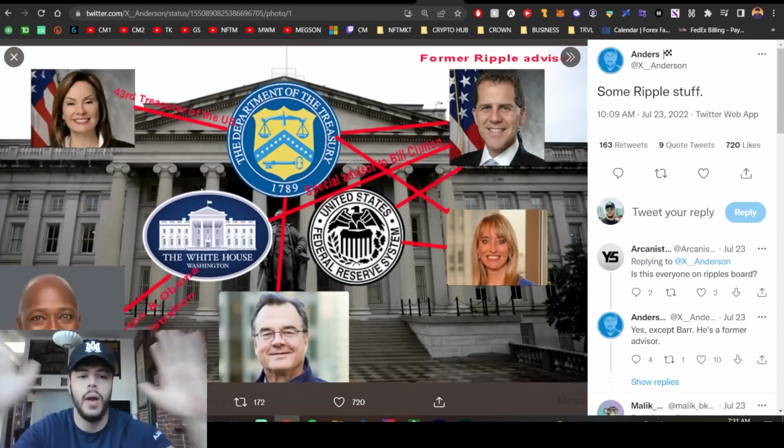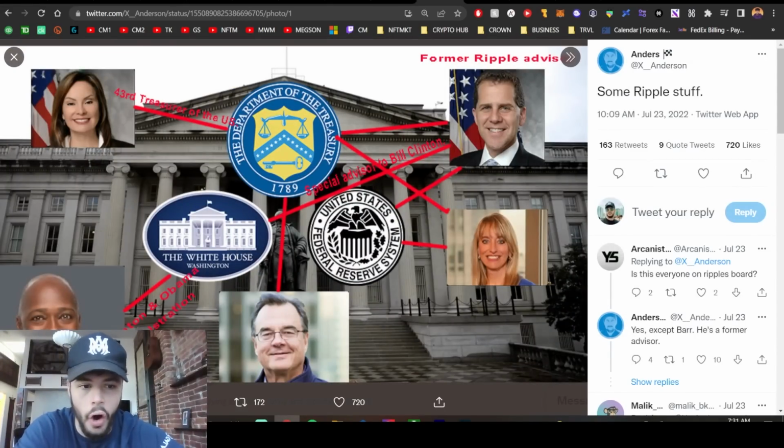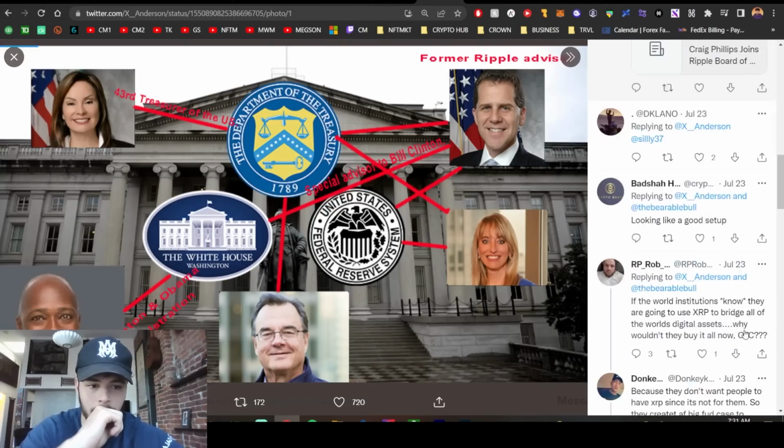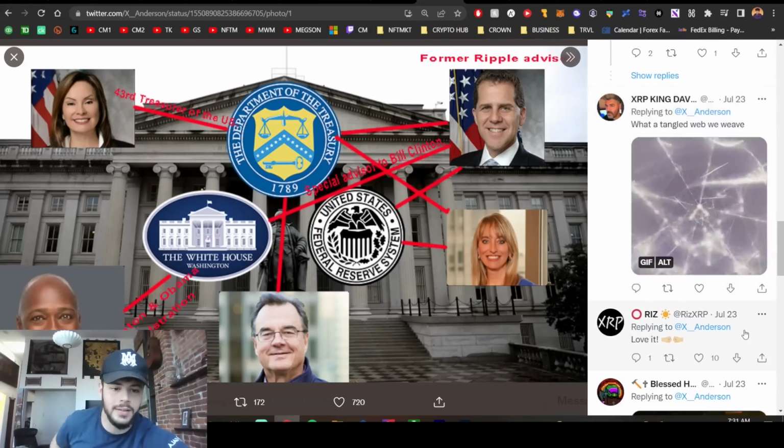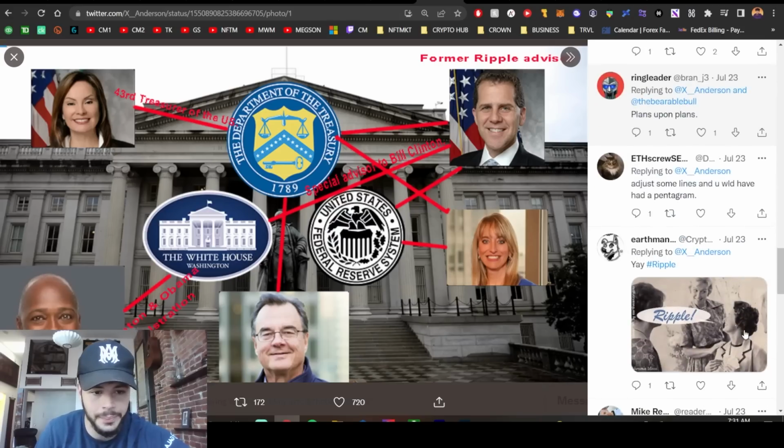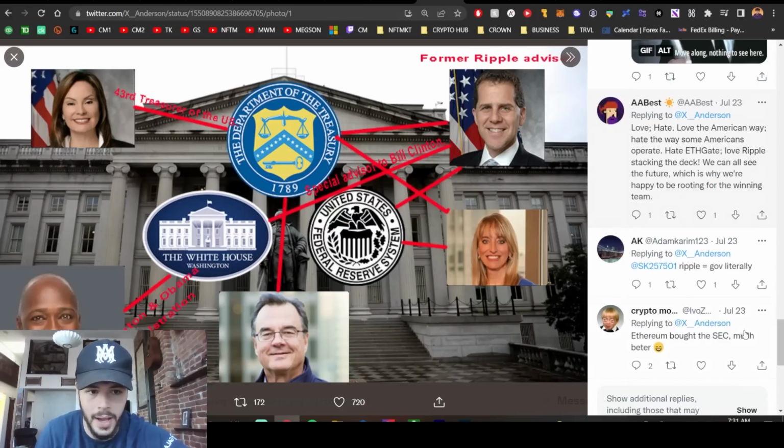Here's an insane graph from Anders right here. These are all people that are on Ripple's board. Look, one is connected to the Federal Reserve. One is connected to the DOJ, the Department of the Treasury. One is connected to the White House. We've got, obviously, Rosie Rios, 43rd Treasurer of the United States. And this guy's a former Ripple advisor who's part of the White House. And just insane. It's just the elites, bro. They are on this. They're in there. They're all involved. Pretty dang insane.